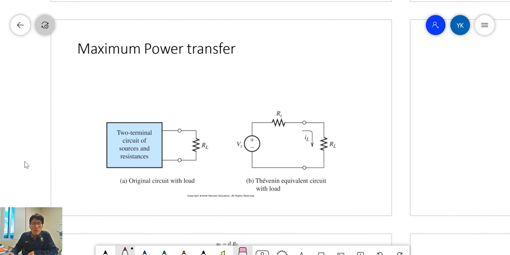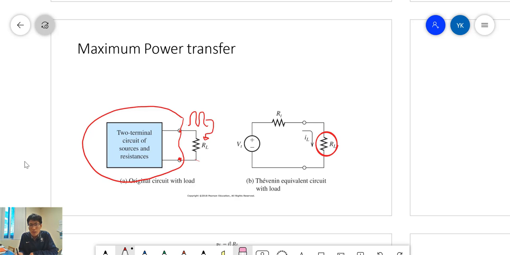And next, from the Thevenin equivalent circuit, how can we transfer maximum power to the load? So here is the Thevenin equivalent circuit, and we want to transfer maximum power to the load. If this load is connected to the open terminal, then we want to transfer maximum power to the load. That's the question. Given the Thevenin equivalent circuit, how can you deliver the maximum power?